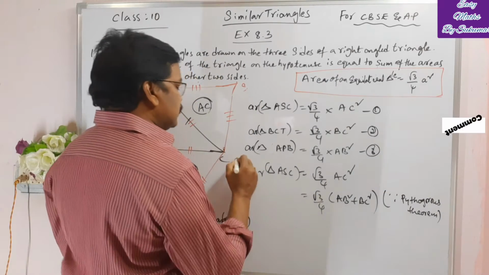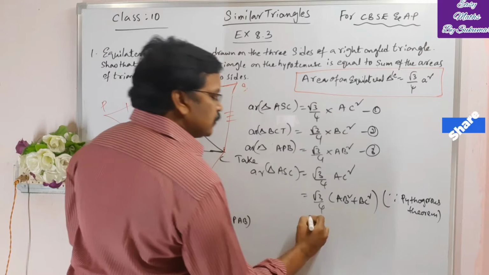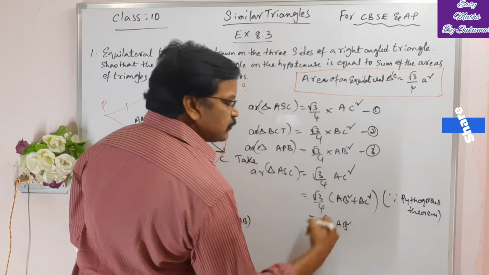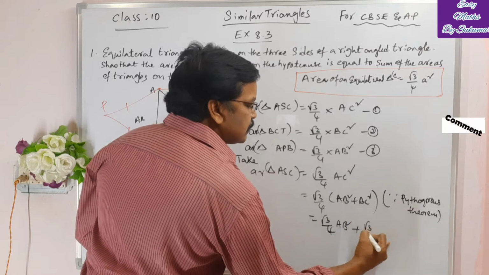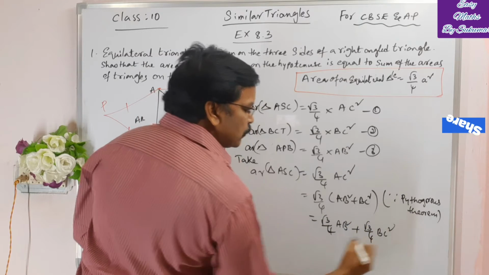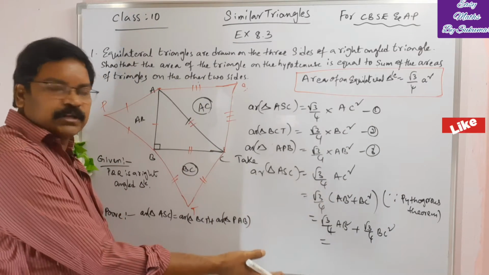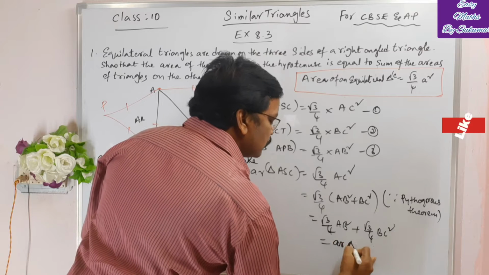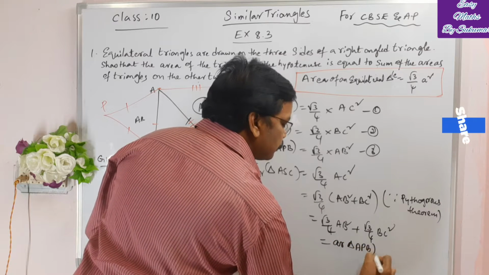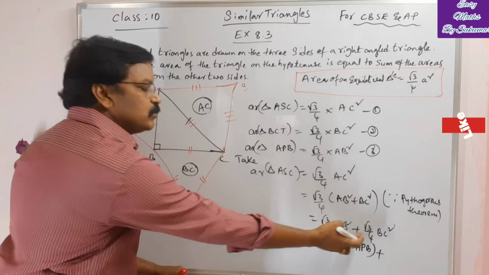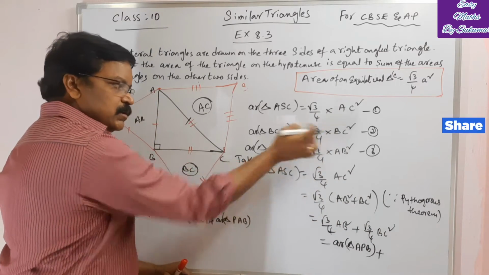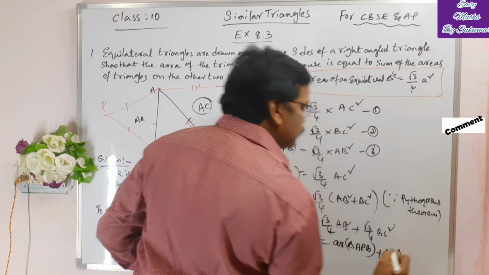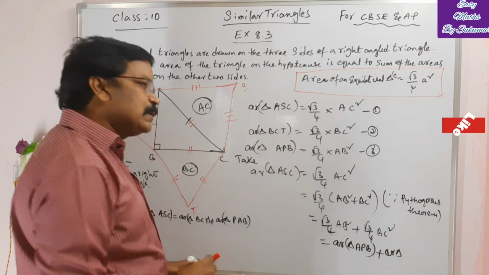Now, my dear students, here this root 3 by 4 AB square, let us multiply with root 3 by 4 AB square. Again, this root 3 by 4 BC square. So this is equal to root 3 by 4 AB square, which is the area of triangle APB. Similarly, this root 3 by 4 BC square, from equation 2, is the area of triangle BCT.